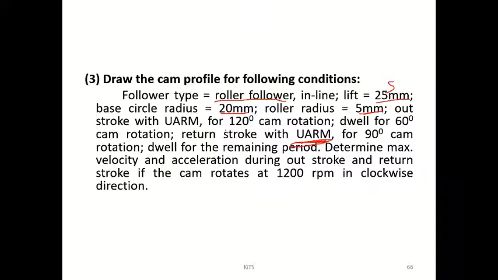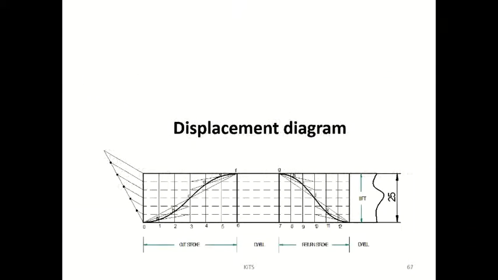Outstroke with the UARM for 120 degree. Then dwell for 60 degree. Then return stroke with the UARM for 90 degree. Then dwell for the remaining period. Okay, determine the maximum velocity and acceleration during outstroke and return stroke if the cam rotates at 1200 rpm clockwise. Okay, right. We will move to the problem.